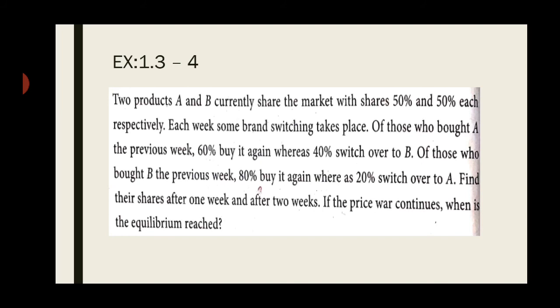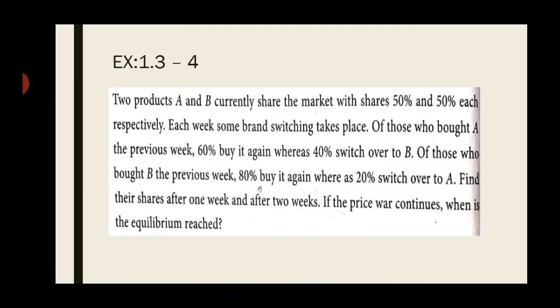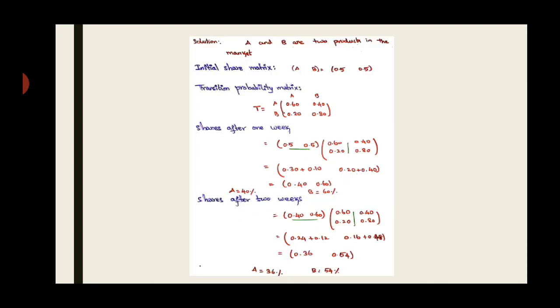And now the next line: whereas 20% switch over to A. So those who are using B now switching over to A is 20%. So B row, A column, 0.20 you can see. Now we have the transition probability matrix. Okay, so now what is the question?